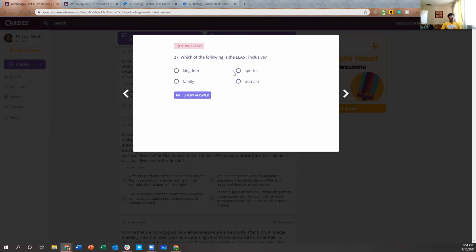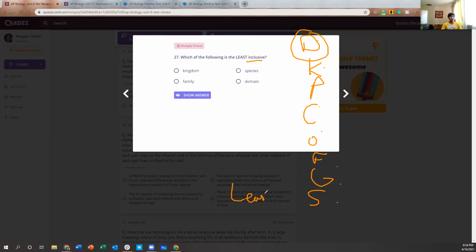Okay. Which of the following is the least inclusive? We haven't fully covered this yet, but this is the acronym I use. Do kangaroos prefer cake or frosting, generally speaking? So we have domain, kingdom, phylum, class, order, family, genus, species. I'm not going to write them out because that'll take too long. Most inclusive would be domain. This is least inclusive. So species is least inclusive, because species is just one species compared to the entire genus or anything else. The species is the right answer.